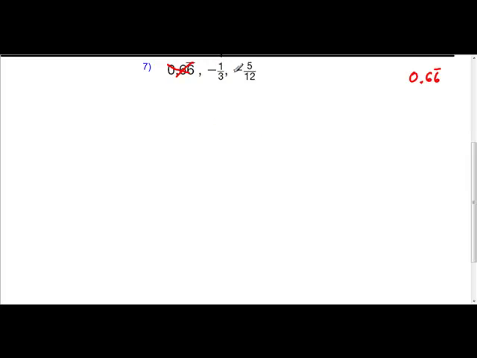So we have -1/3 and -5/12. For right now, we'll ignore the negative sign and we'll just take a look at the fractions themselves. We have 1/3 and we have 5/12. And we need to find a common denominator. Well, I happen to know that 3 can go into 12, but just to be safe, I'm going to find the LCM, the least common multiple.